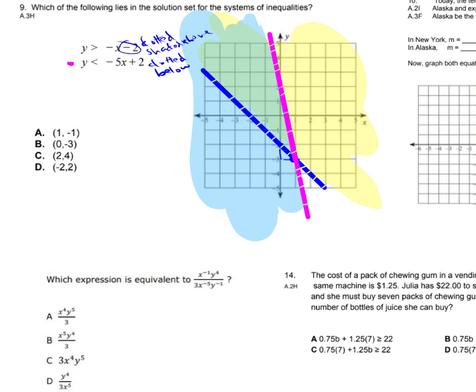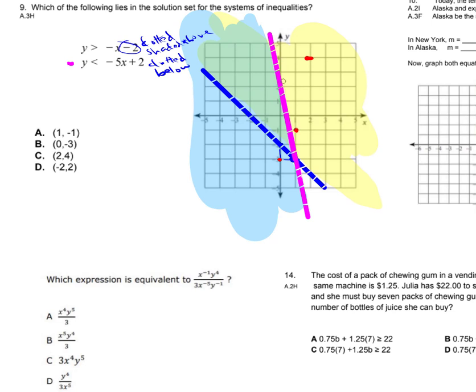The first point is 1, negative 1. So 1, negative 1 is this point here. And that is clearly not in my solution set, right? Because if it was in my solution set, it would be inside this green. So that is not in my solution set. I'm going to go to my next one, 0, negative 3. 0, negative 3 is way down here. Also, once again, not in my solution set. Next, 2, comma 4. 2, 4 is way up here, and once again, also not in my solution set.